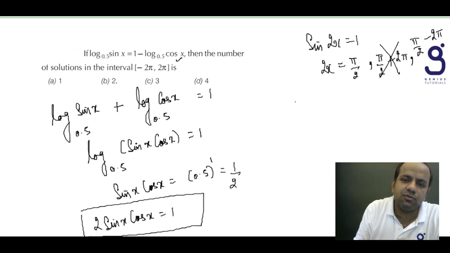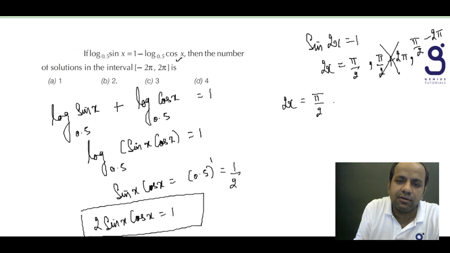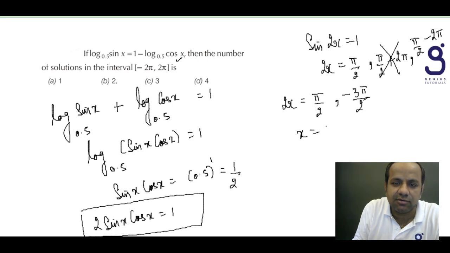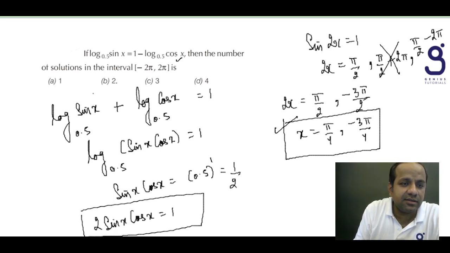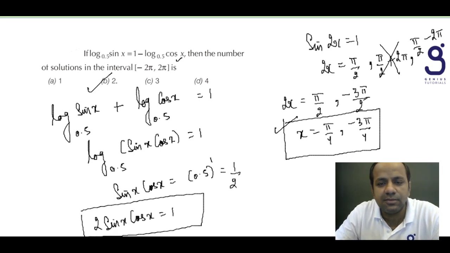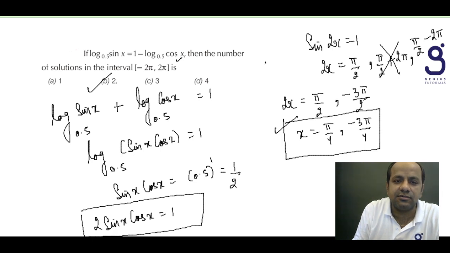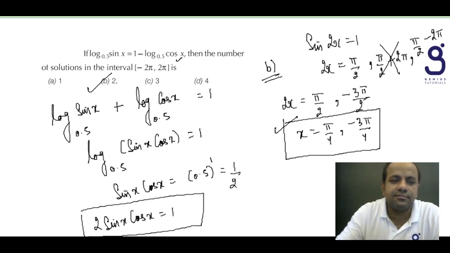So we can say that 2x will be equal to either pi by 2 or minus 3 pi by 2. We need to find the value of x, so we can say x is equal to pi by 4 or minus 3 pi by 4. These are the two values which can satisfy this equation. So we can say that the number of solutions lying within this interval will be 2. So option B is the correct answer to the question.